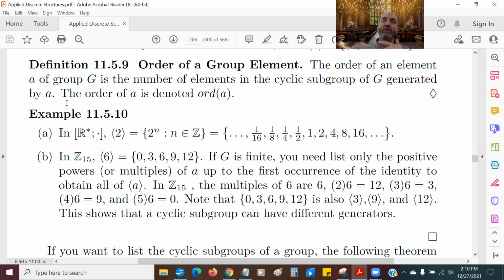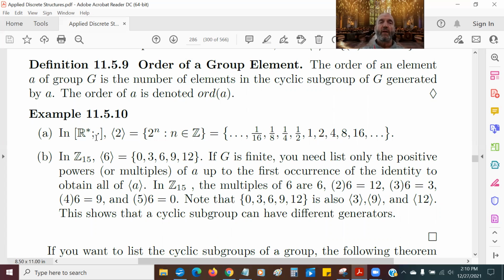Meaning, when I keep on taking powers of A, how many powers of A would it take to get to the whole group generated by that element? How do I say this? What's a good example of this? I'll give you an example of this in a minute.